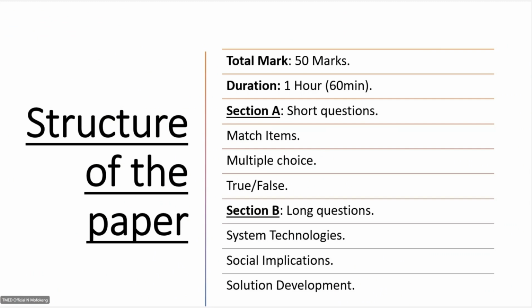here's the structure of the paper, of which I believe that we are now familiar with it. The total marks for this paper that you'll be writing will be out of 50 marks, and the duration is 1 hour, which is your 16 minutes. Now, the paper will have two sections. We'll have section A and section B.